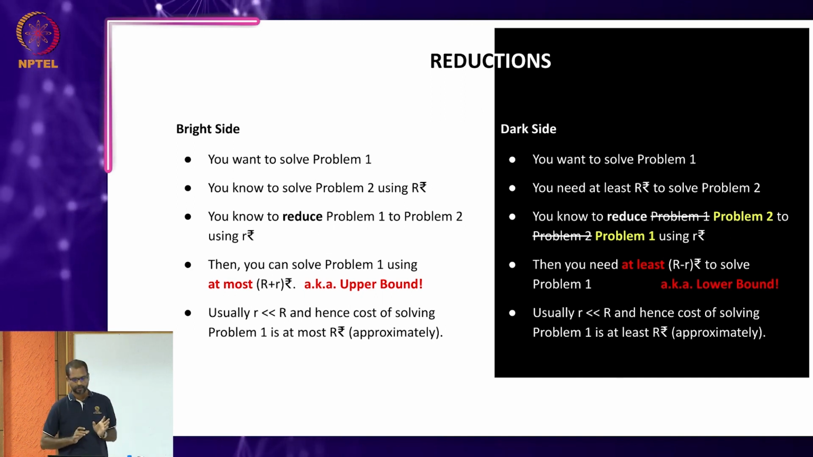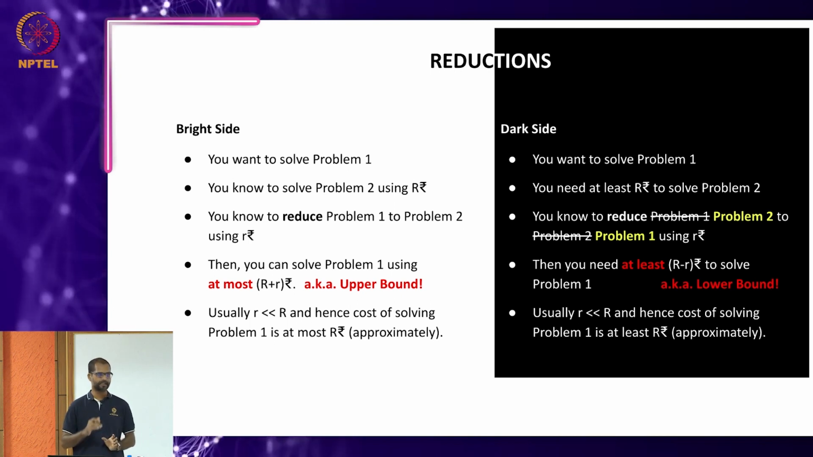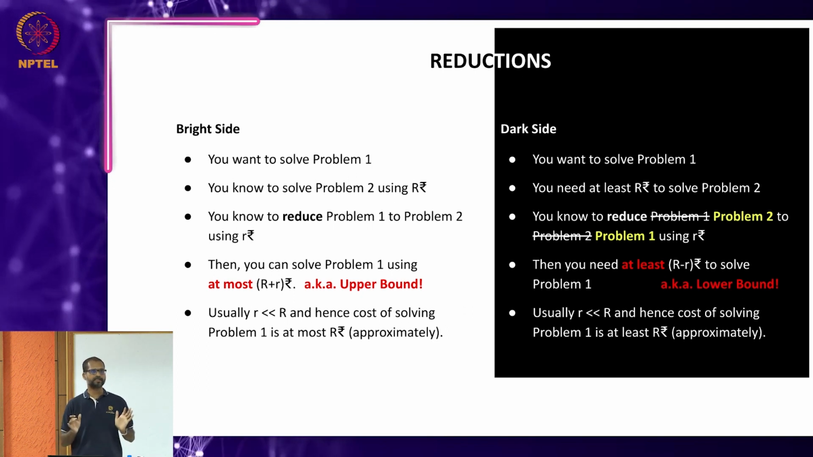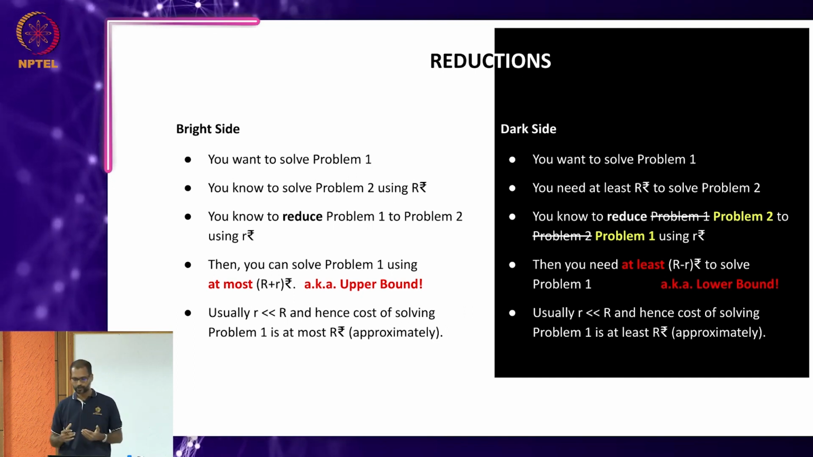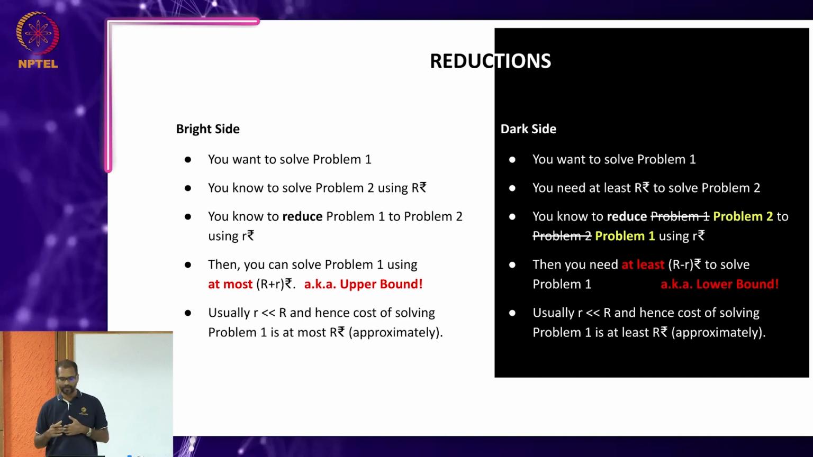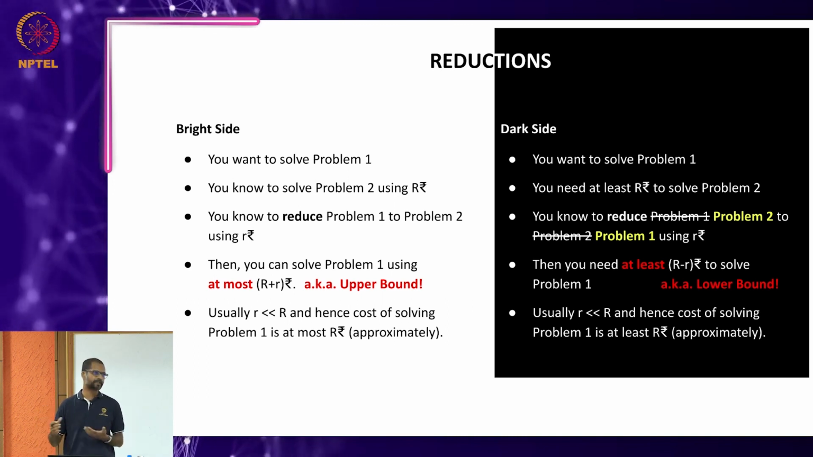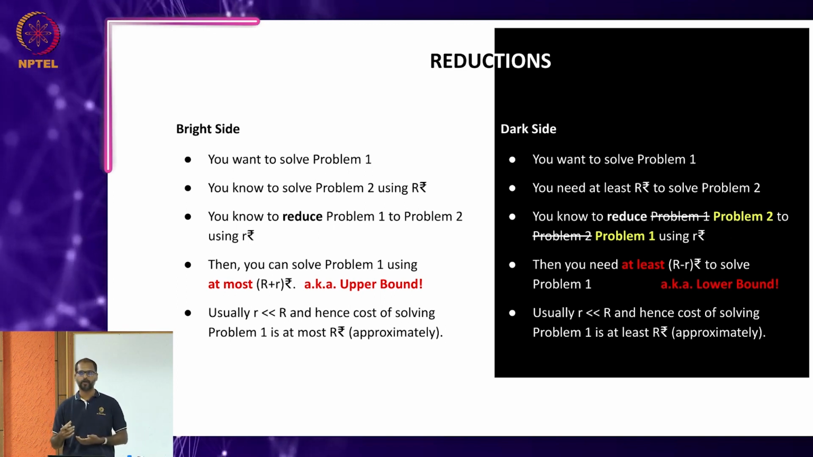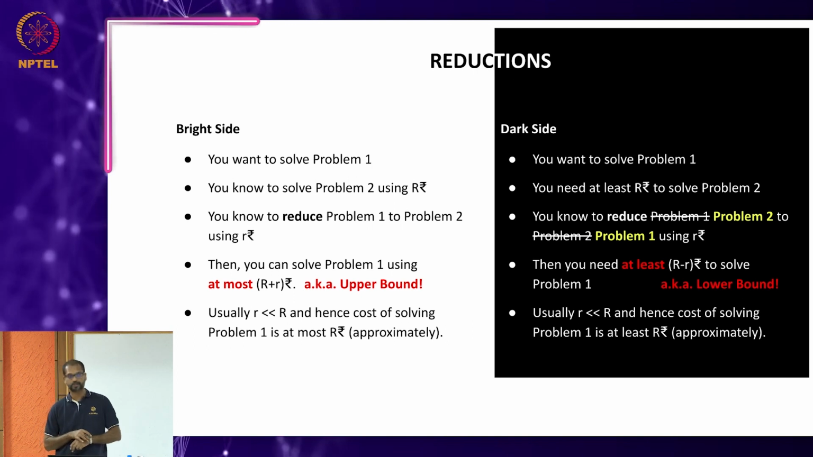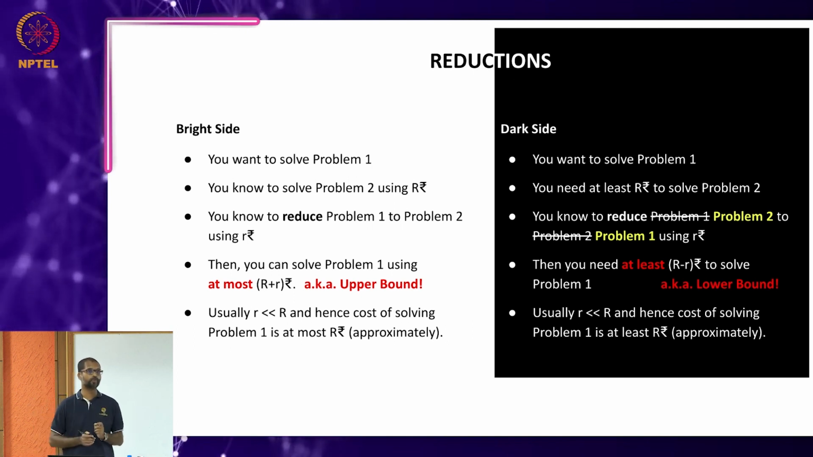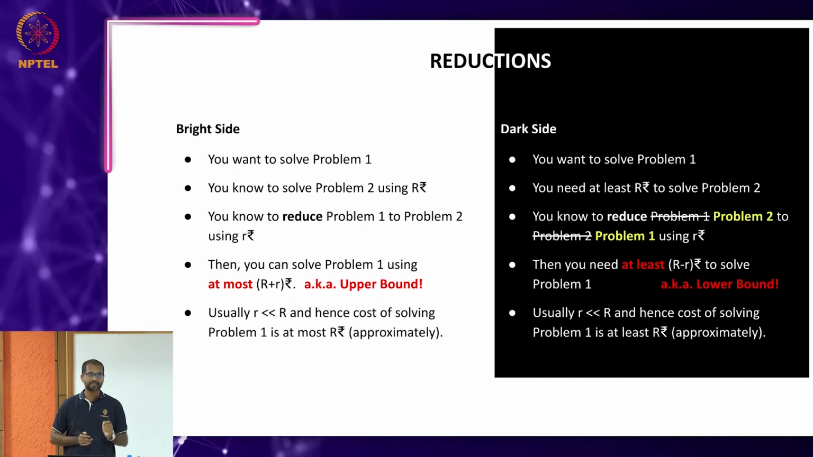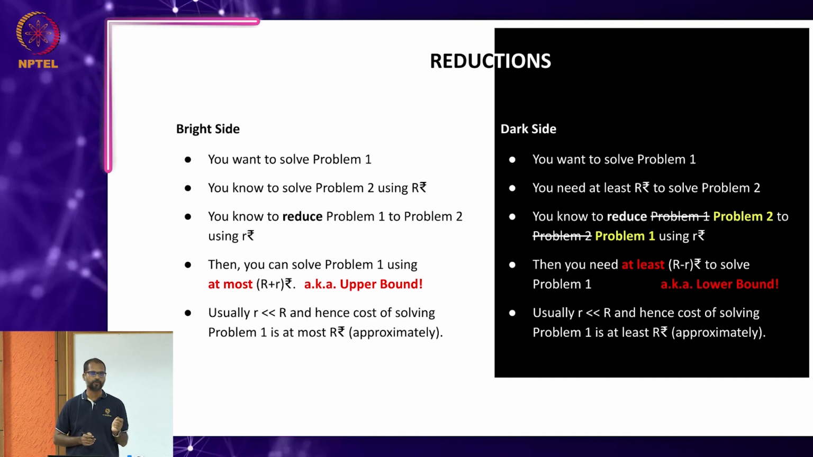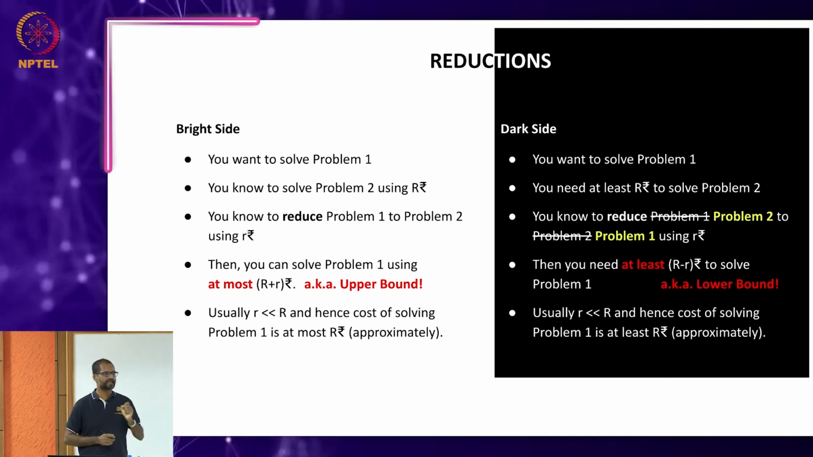Okay. The dark side of reduction is what we need. Here again, you want to solve problem 1. That much remains the same. But unfortunately, what you have in hand is not a solution to some other problem, problem 2. What you have is a lower bound for problem 2. What do I mean by that? You know that solving this other problem, problem 2, requires at least a bigger amount of money. Okay, you do not know how to solve problem 2. You know that problem 2 is an expensive chap.